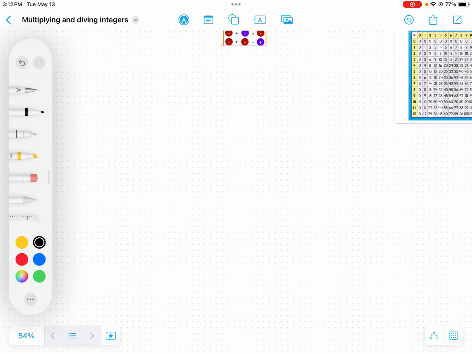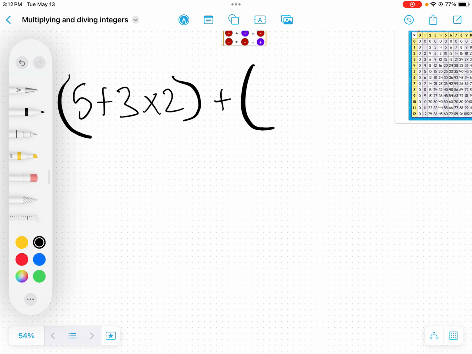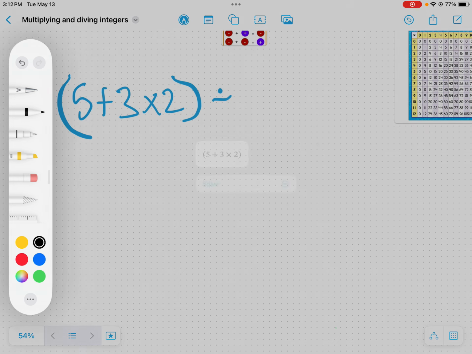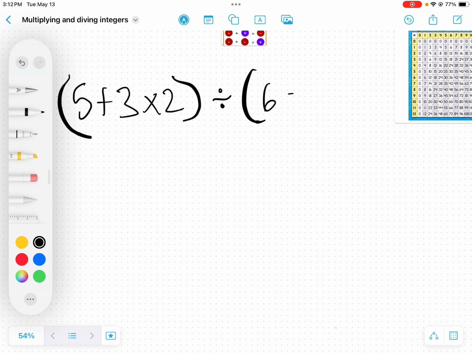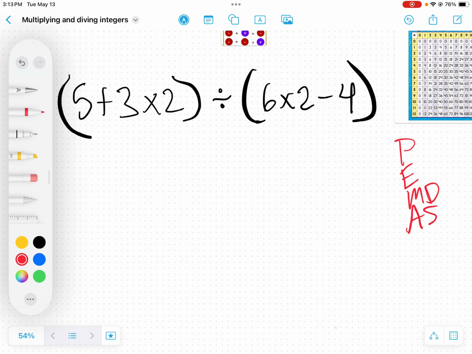We're going to do, say, 5 plus 3 times 2 in parentheses, and then we're also going to add, and let's do divided by 6 times 2, subtract 4. Okay, let's go ahead and do this. Now I have 2 different groups of parentheses. The question is, which one am I going to do first? And so, again, whenever you're working with PEMDAS, you're going to want to start at the one on the left and work your way to the right.